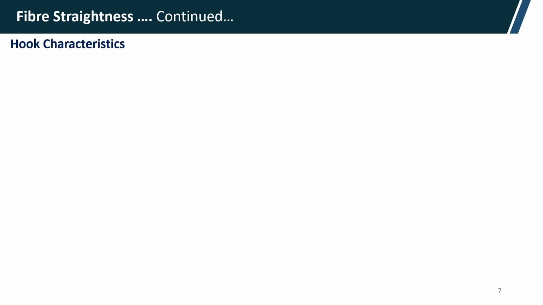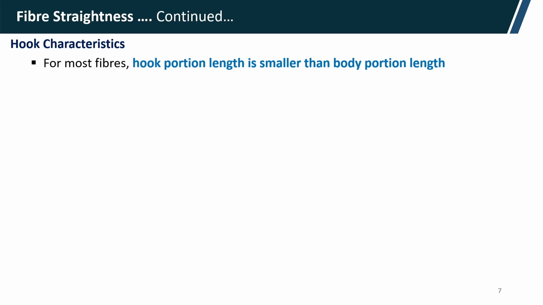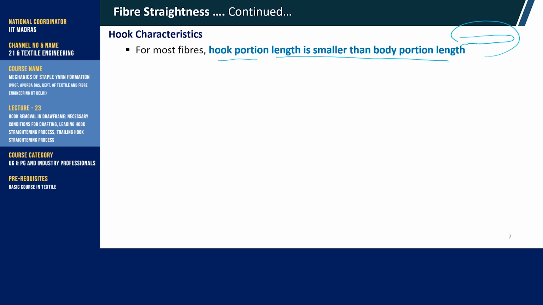And hook characteristics: in most fibers, the hook portion length is smaller than the body portion. So, that is our assumption here. This is the body, the hook is not considered to be like this. We assume that the hook portion is smaller than the body portion, that is the assumption.